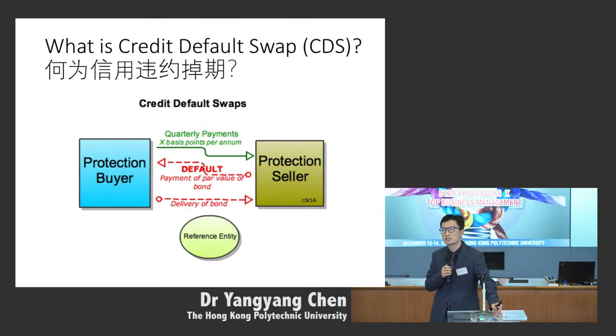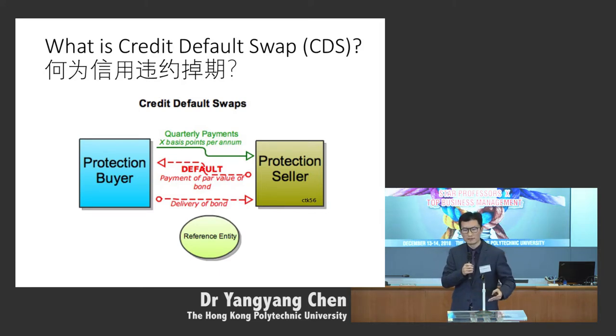And in CDS, there are three parties: the protection buyer, the protection seller, and the reference entity. The protection buyer is just the CDS buyer. They are normally lenders. And the reference entity is normally a firm, and they are borrowers. So the lenders lend money to the firm. At the same time, they can buy CDS from the protection seller, who is also the CDS seller, and they pay a periodic premium to the CDS seller.